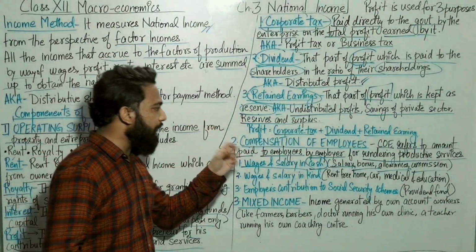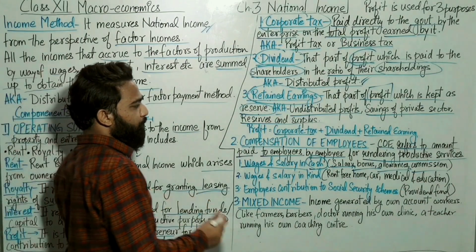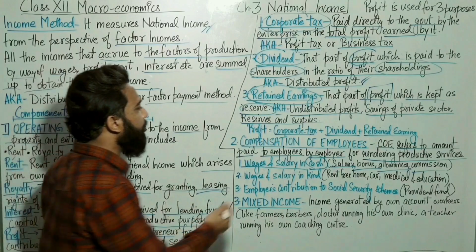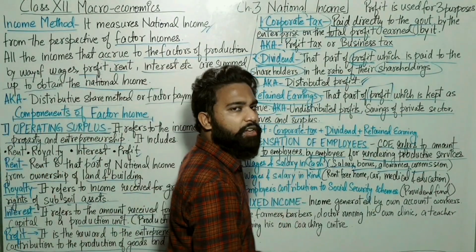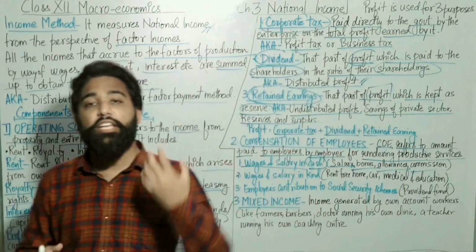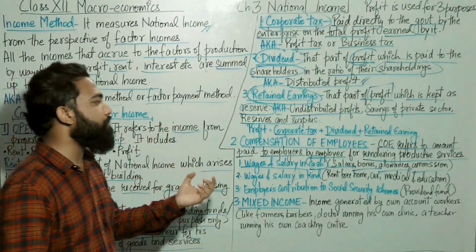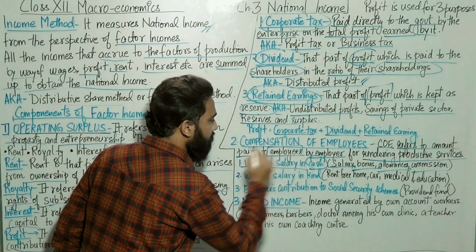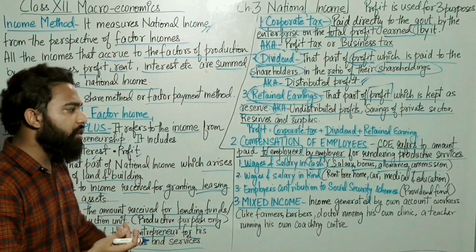Students, the next component is compensation of employees. Compensation of employees, in short we write it COE. Now COE refers to the amount paid to employees by the employer for rendering productive services. Like me, I am being paid for my teaching by my employer. So compensation of employees means the amount paid to employees by the employer for rendering productive services.